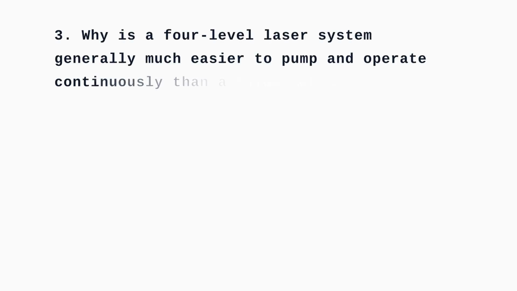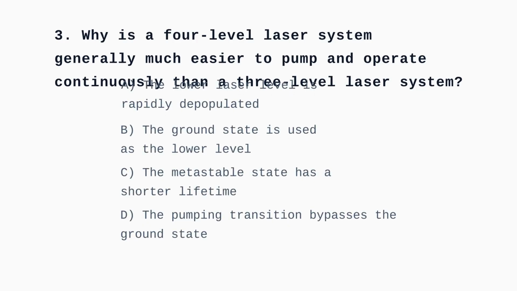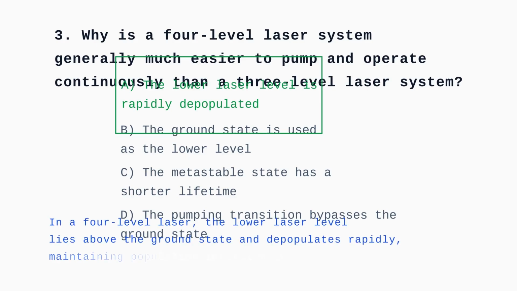Question 3. Why is a 4-level laser system generally much easier to pump and operate continuously than a 3-level laser system? Four-level systems are highly efficient because their lower laser level is rapidly emptied, meaning we do not have to struggle to clear out ground state atoms to keep our inversion stable.